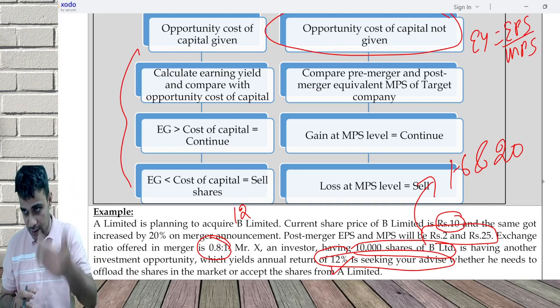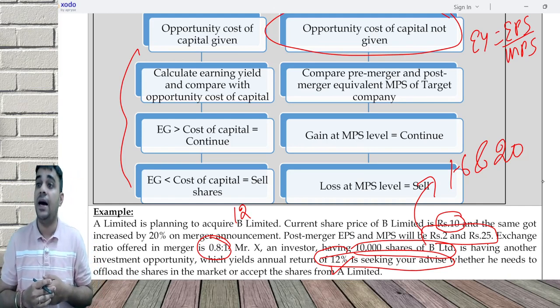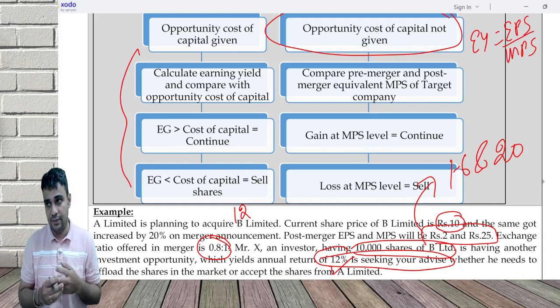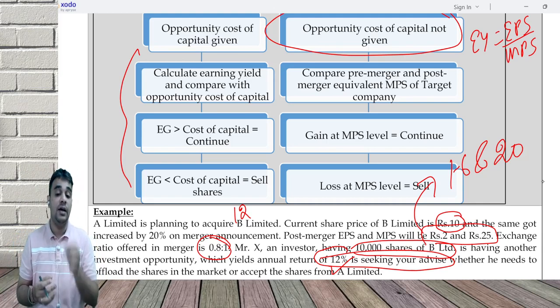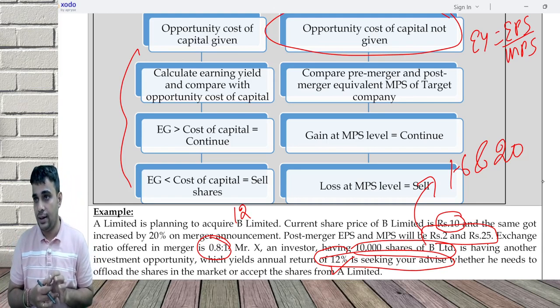But some questions will say don't do gain or loss at MPS level. We are giving you extra data, which is an opportunity cost of capital. If you have opportunity cost of capital, you'll have to calculate earnings yield.